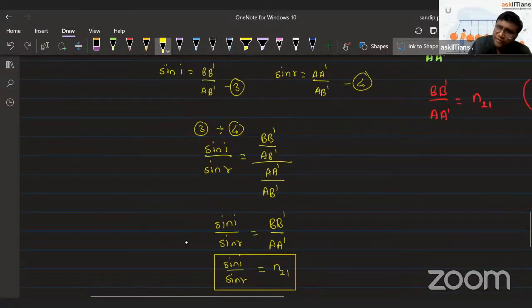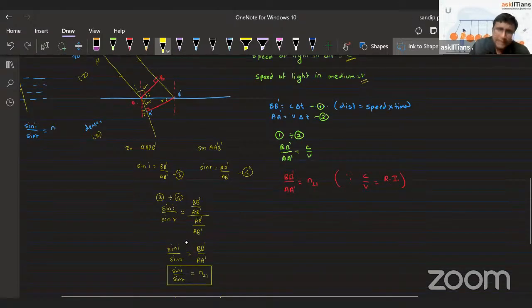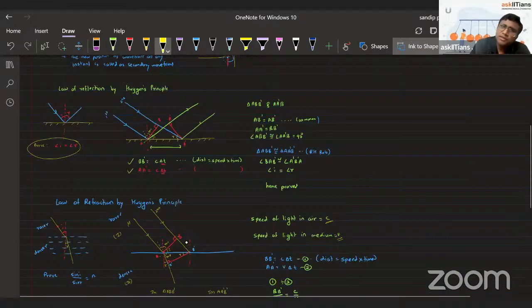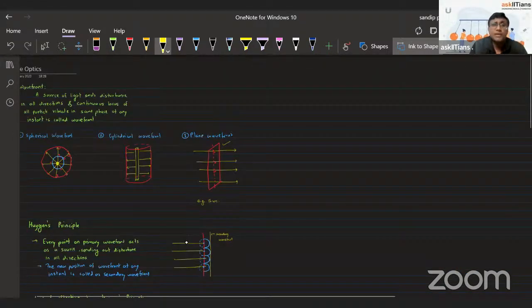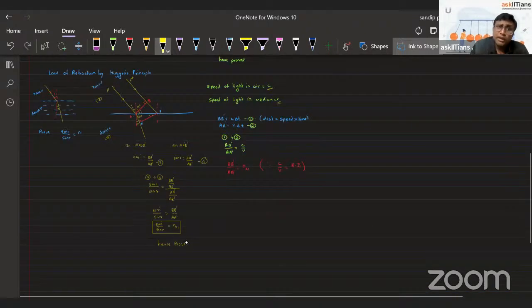So these two derivations are very important. In the written examination, they do ask these many times. They have appeared many times in the previous year questions also.